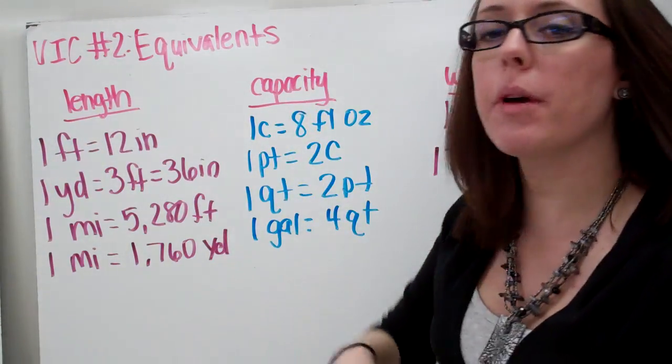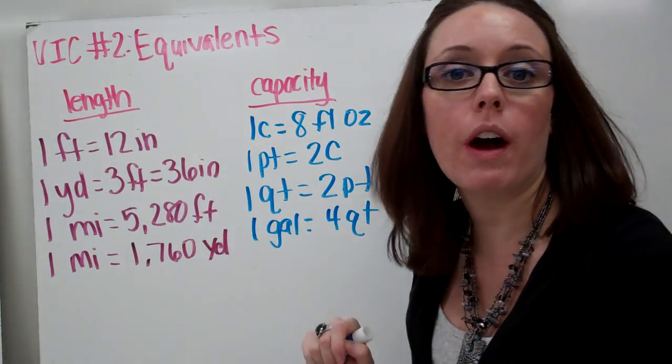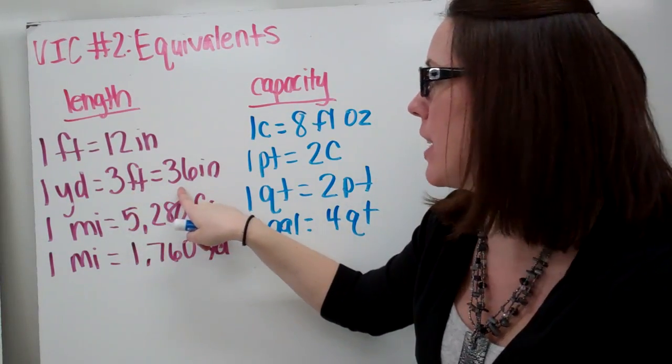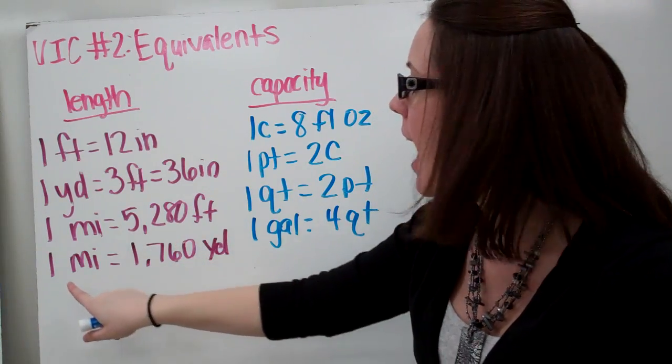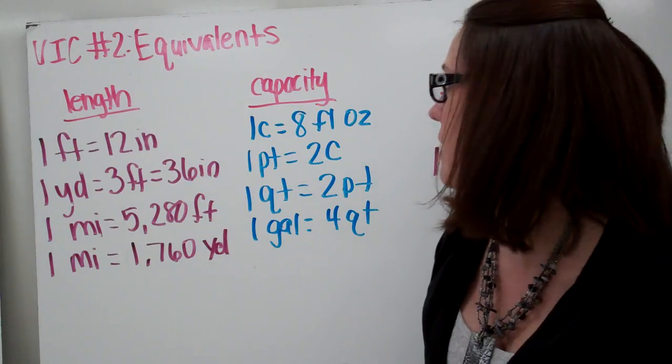Big number 2. These are some equivalents, or some things that you just have to memorize. 1 foot is 12 inches. 1 yard is 3 feet, which is 36 inches. 1 mile is 5,280 feet, and 1 mile is 1,760 yards. You just have to memorize those.